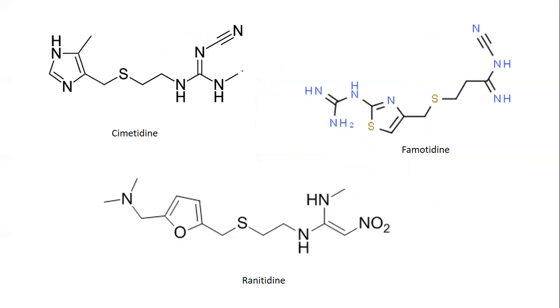Then we come to our popular group. These are the H2 blockers, which are used as anti-ulcer. H2 blockers reduce gastric secretion. H2 blockers, that is the anti-ulcer group of compounds.